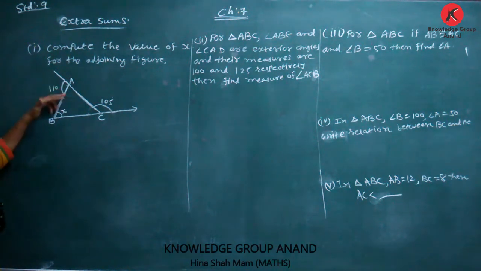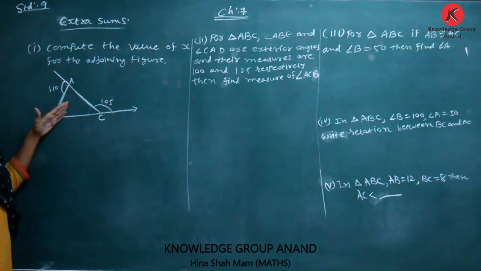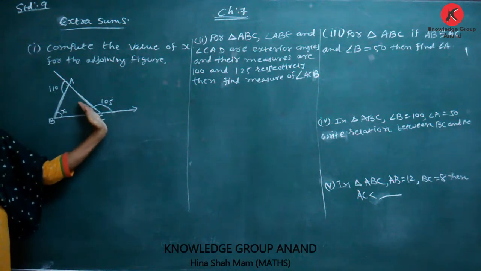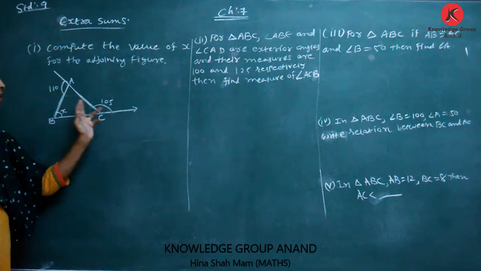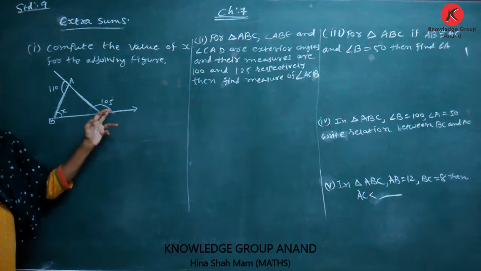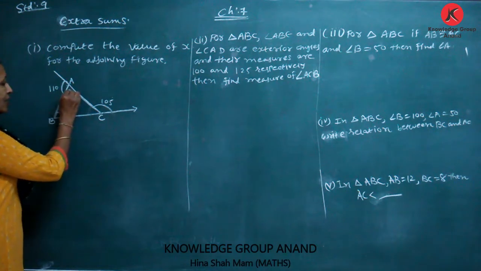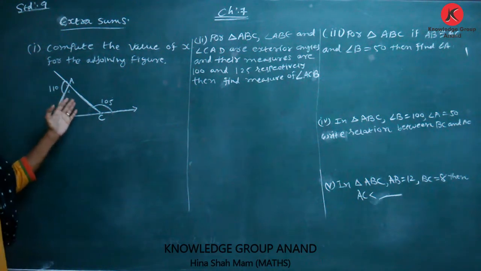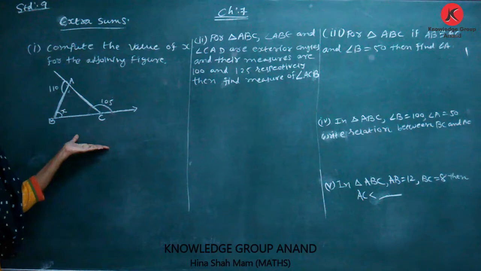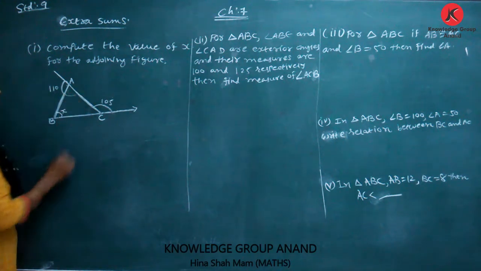Otherwise, you take the angle here. Then the sum of the opposite interior angles is equal to its exterior angle. The sum of the opposite interior angles of an exterior angle is equal to the exterior angle. So its opposite interior angle is this, and x is equal to 105. You can calculate using this method. Here I calculate both methods.